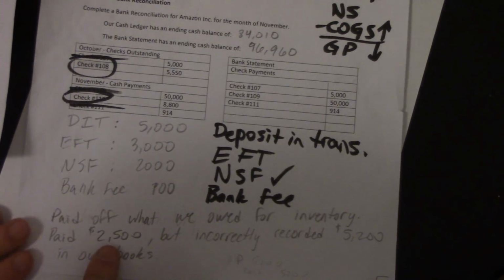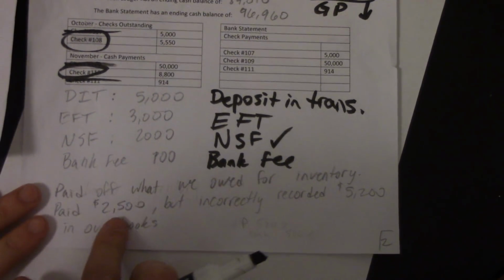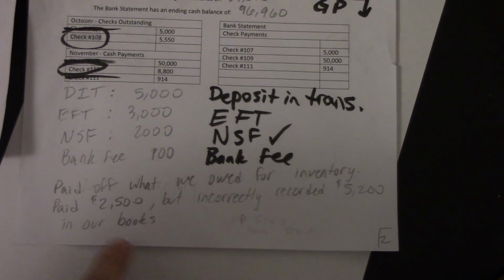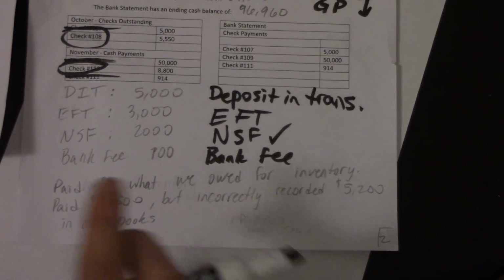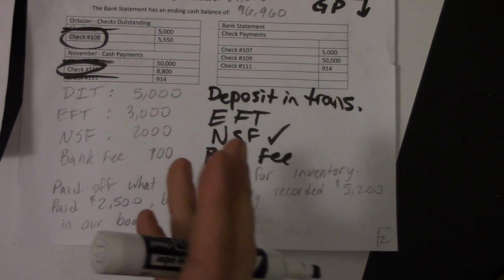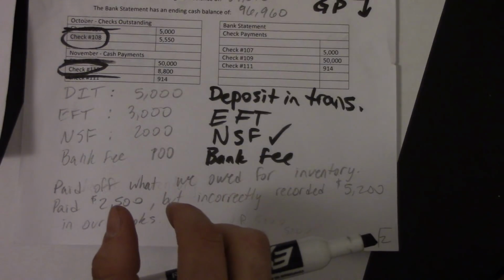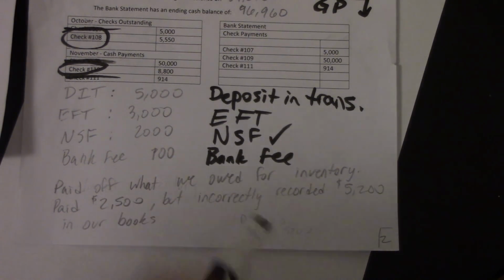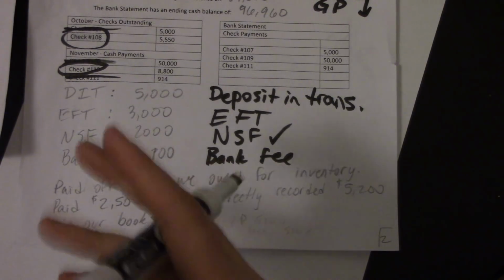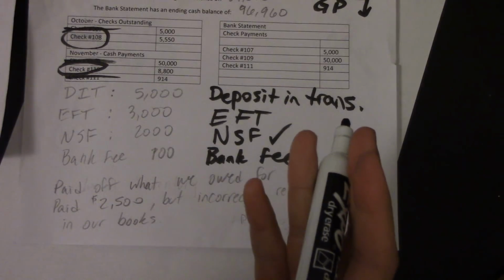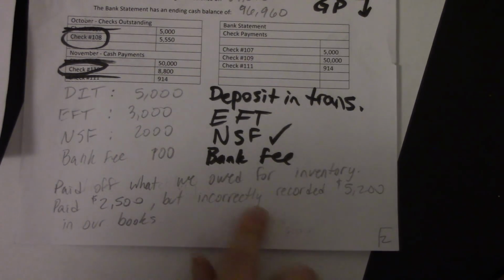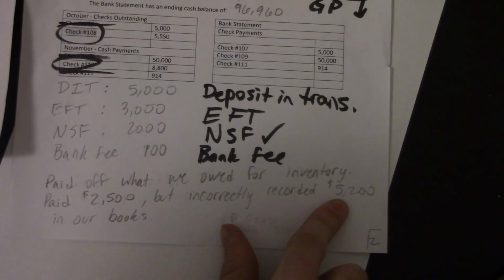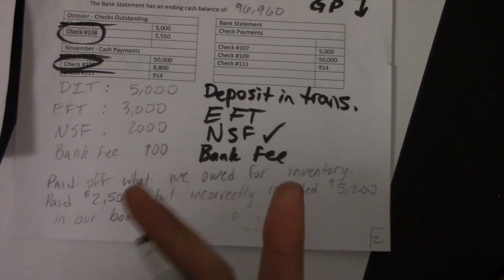And then this error. So we paid off some inventory we owed. So this sounds like we bought some inventory like a month ago or so. We owed them $2,500 for the inventory. We paid them, we gave them the money for $2,500, but our accountant incorrectly recorded $5,200 in our books. So he mistakenly flipped the numbers.